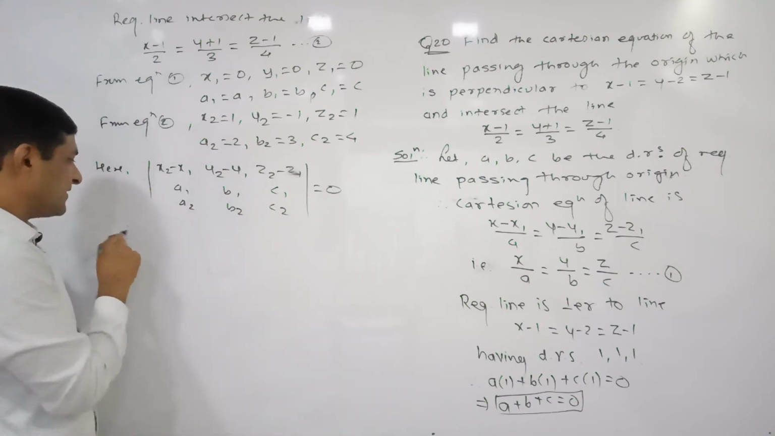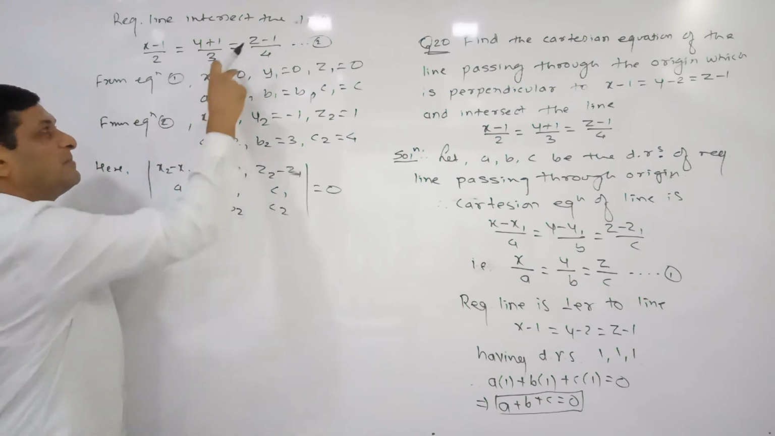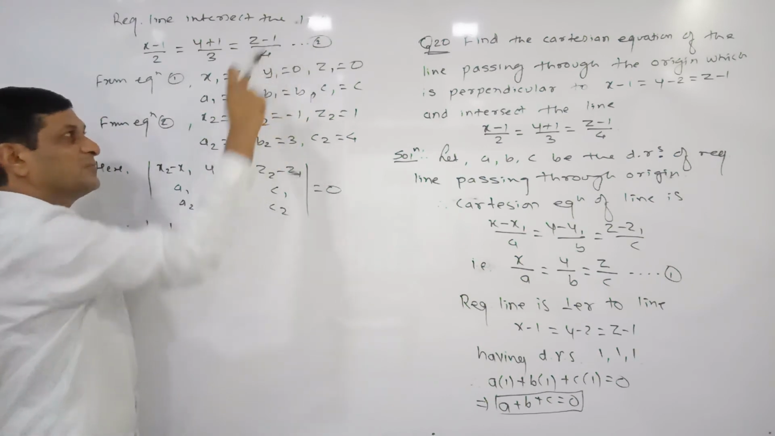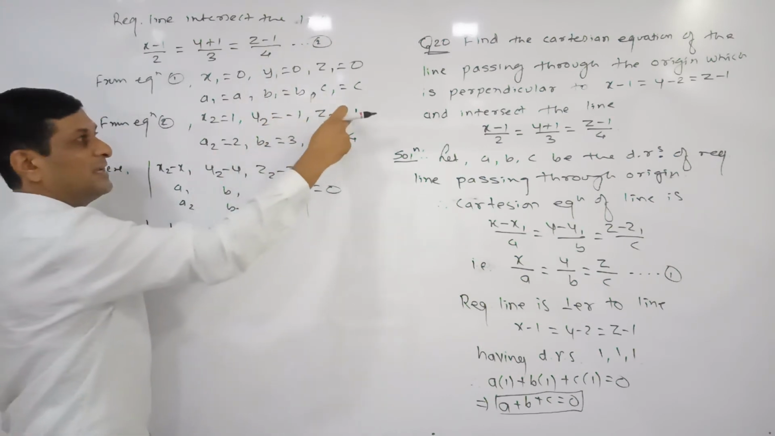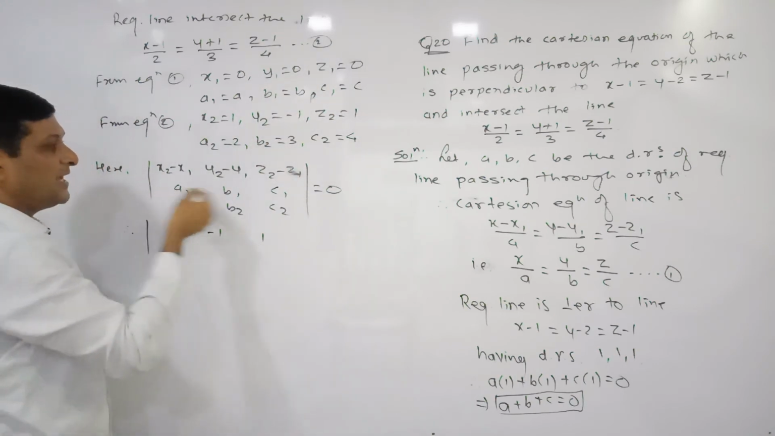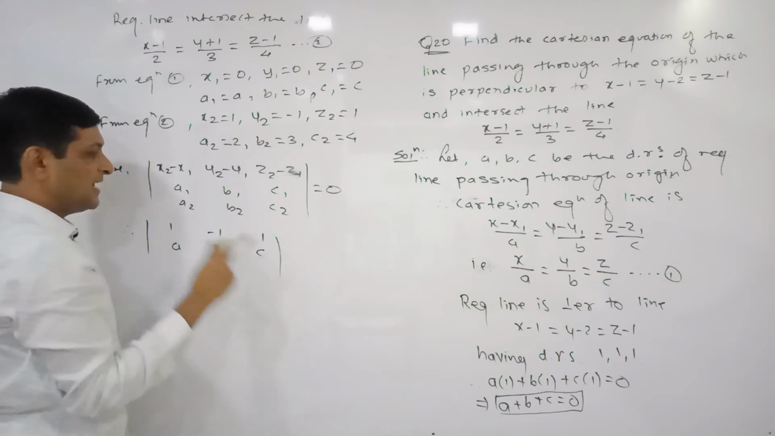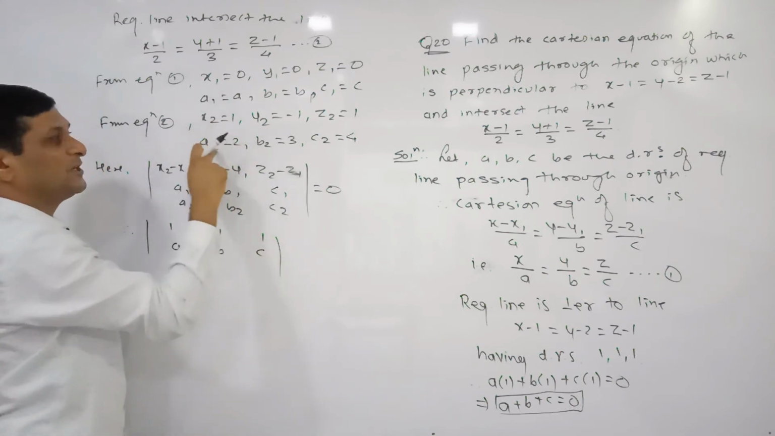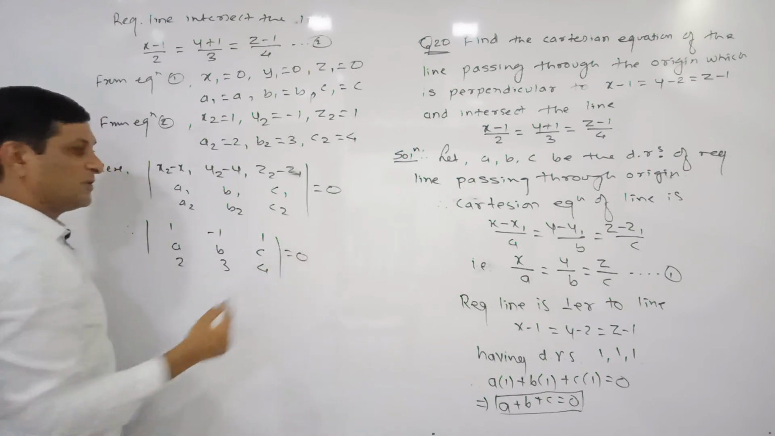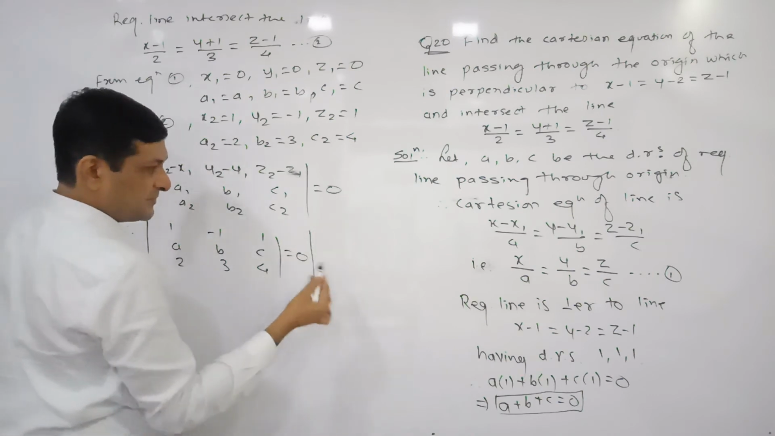Now substitute the values. x2 minus x1 means 1 minus 0, which is 1. y2 minus y1 means minus 1 minus 0, which is minus 1, and z2 minus z1 means 1 minus 0, which is 1. a1, b1, c1 are nothing but a, b, c, and a2, b2, c2 means 2, 3, 4. On this side 0, keep it as it is.